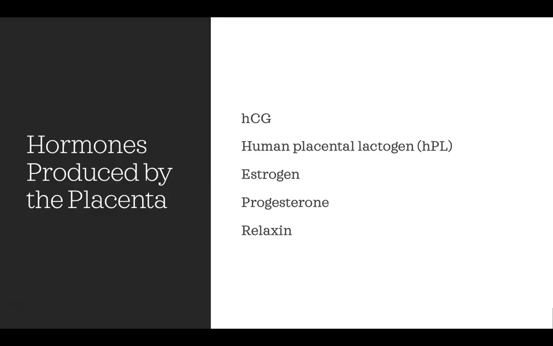The hormones produced by the placenta help to sustain the pregnancy and are HCG, human placental lactogen, which is considered HPL, estrogen, progesterone, and relaxin. Relaxin actually allows the mom's body to change and grow to accommodate the growing fetus. So it does what its name indicates. It relaxes the tendons and the ligaments and the muscles so that the body can grow.